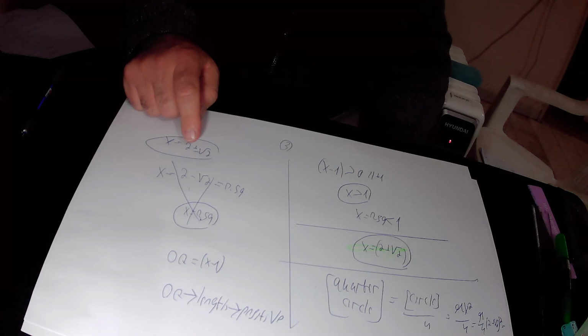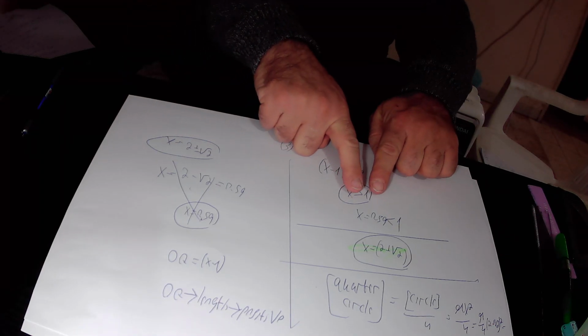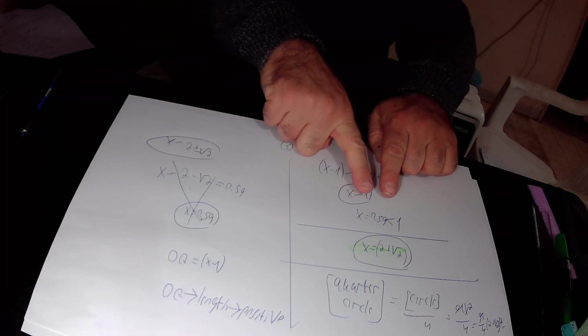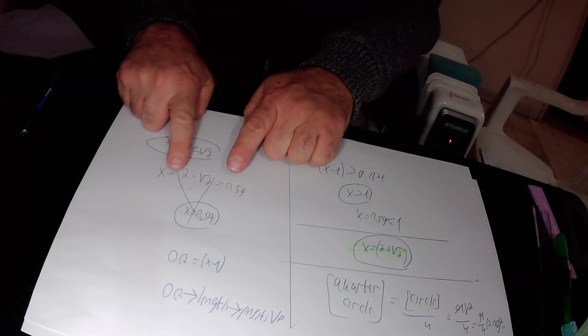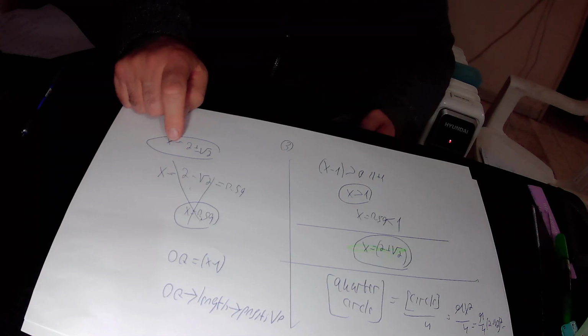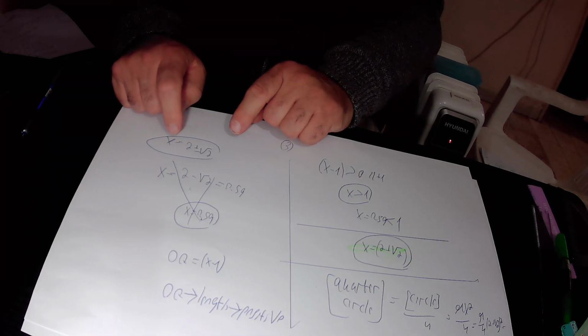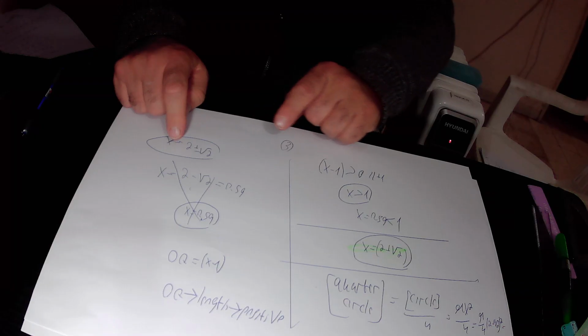If x must be greater than 1, x can never be equal to 0.59, that is less than 1. So we cancel the first solution for x, and we took into account only the second solution for x. The second solution for x is as follows.